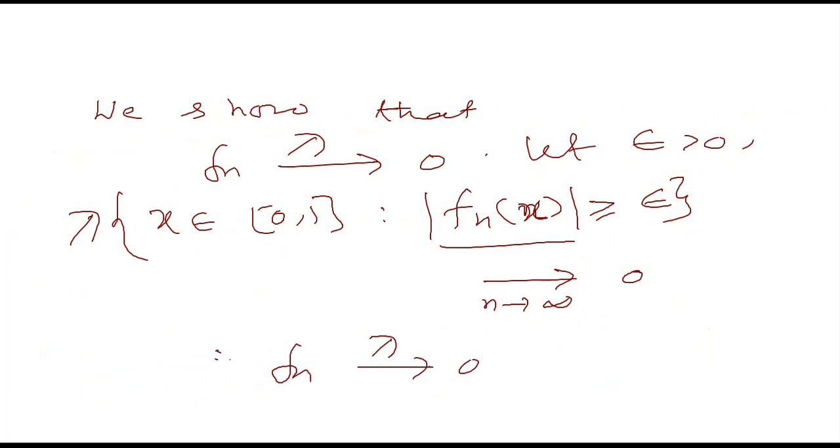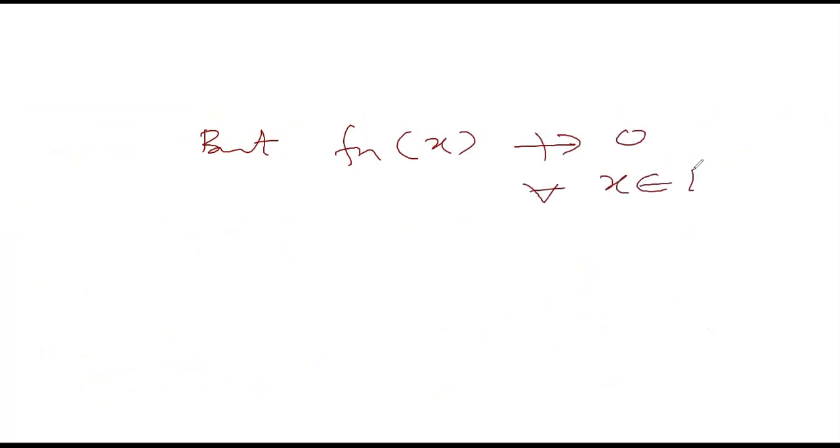But we'll see that fn(x) does not converge to 0 for all x in the interval 0 to 1. So let x belong to the interval 0, 1. We'll show that it will not converge to 0. Okay, so let's fix this point.